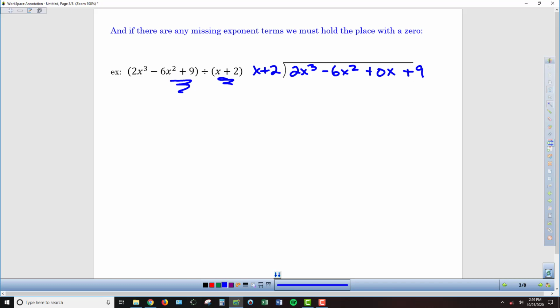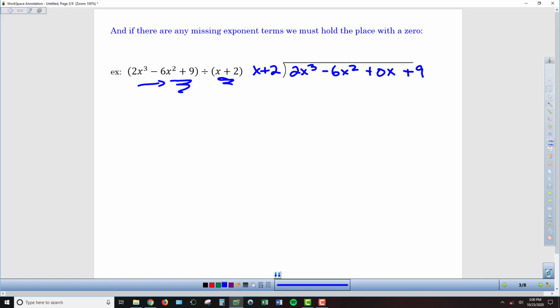So the bottom line is, in my expression that's going to go inside the box, the dividend, I need to go in sequential order on the exponents of x. So if it starts with x to the third here, I need an x squared term, I need an x term, I need an integer term. If any of those are missing, I need to have a 0 hold the place. But other than that, this problem is going to proceed the same way the other two did.